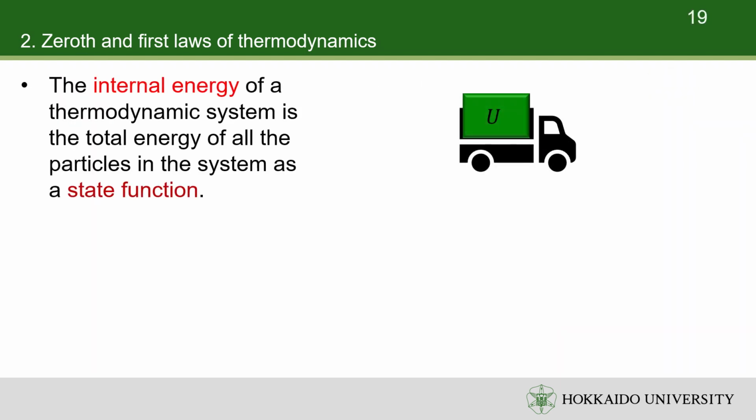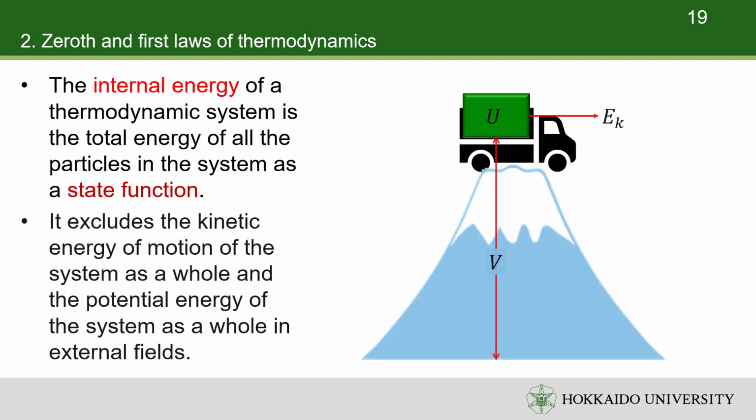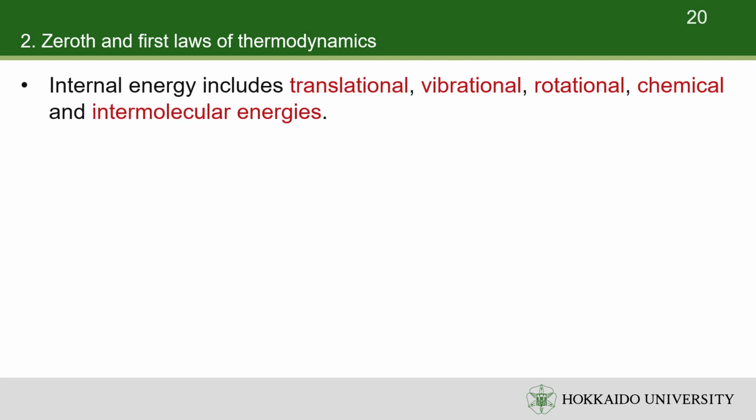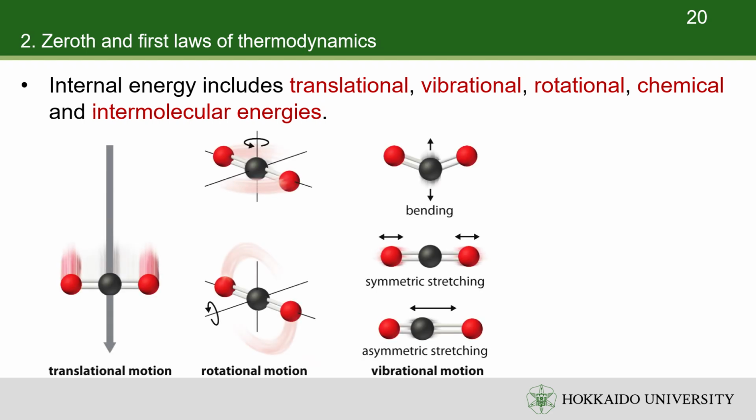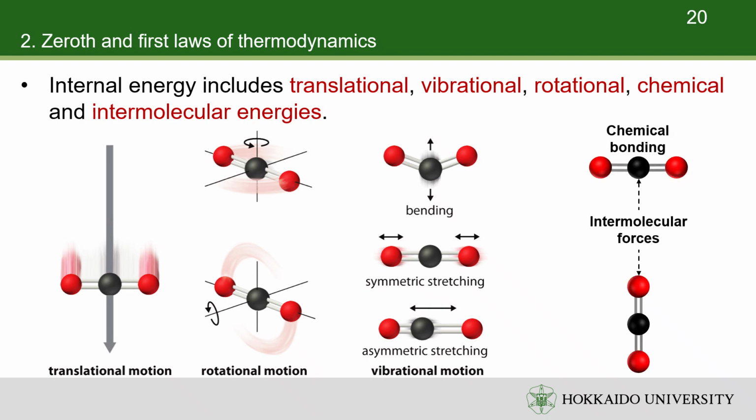The internal energy of a thermodynamic system is the total energy of all the particles in the system, as a state function. It excludes the kinetic energy of motion of the system as a whole and the potential energy of the system as a whole in external fields. The internal energy of a system can be analyzed microscopically in terms of the kinetic energies of microscopic motion of the system's particles from translations, rotations, and vibrations, and of the potential energies associated with chemical bonds and intermolecular forces.